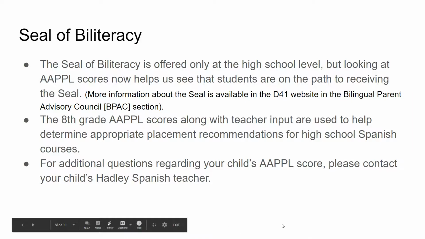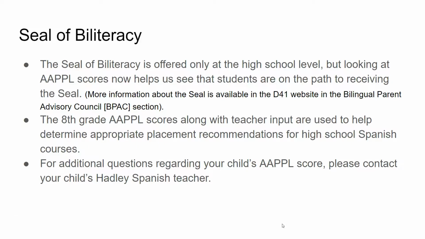The seal of biliteracy is only offered at the high school level, and for our students, that would be Glenbard West. But looking at the AAPPL scores now helps us see how close they are on that pathway to receiving the seal. If you want to learn more information about the seal of biliteracy, you can go to the District 41 website, d41.org, and look for the Bilingual Parent Advisory Council page. There's a video there of a meeting that outlines and talks about the seal of biliteracy.